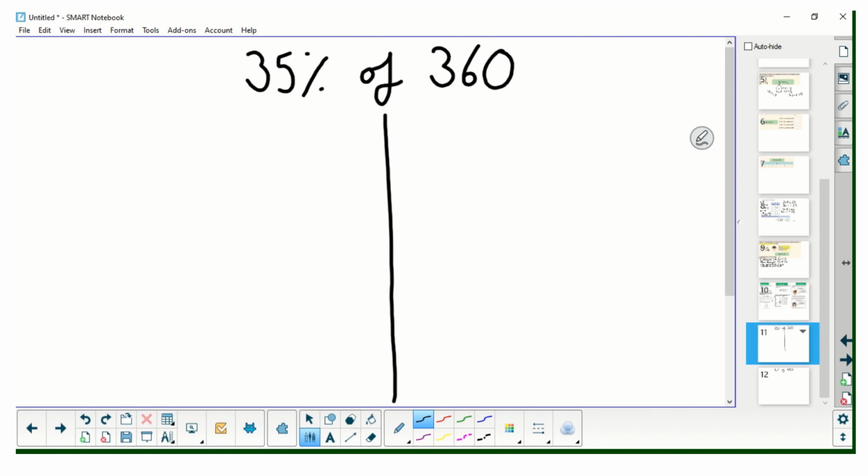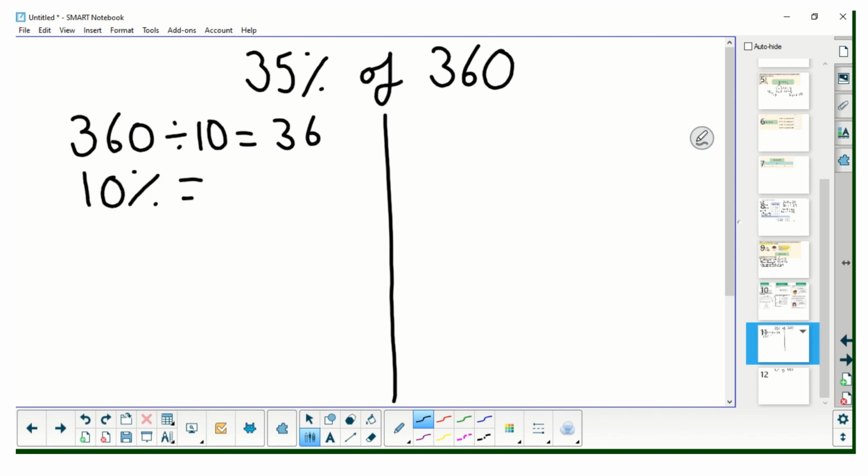So we know we can have 360 if we divide 360 by 10, it equals 36. We know when we break down something into 10 equal bits, it's equivalent to 1/10, or 10 out of 100, which is also equivalent to 10%. So we know that 10% of 360 is 36.